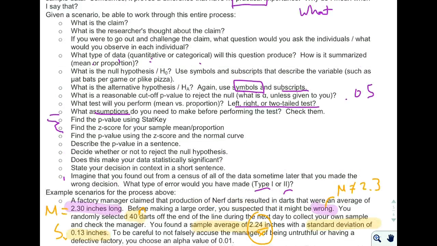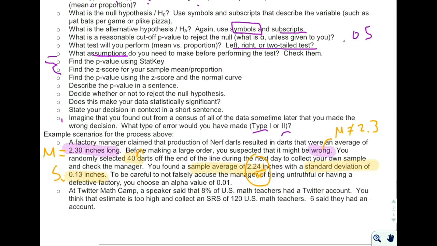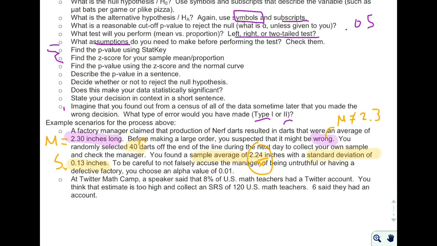So working through these things, we talked about the first two. Go out and challenge it. What question would you ask or what would you observe? We're talking about Nerf darts. So every Nerf dart I would take off the line, I would say, how long are you? I would measure it. So I'm looking at a length, a distance, a number. So I know that I'm dealing with quantitative data.